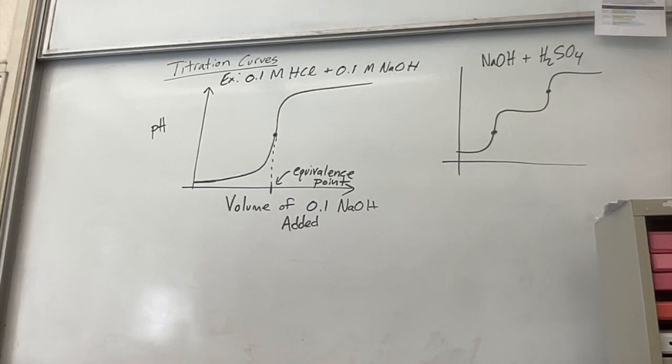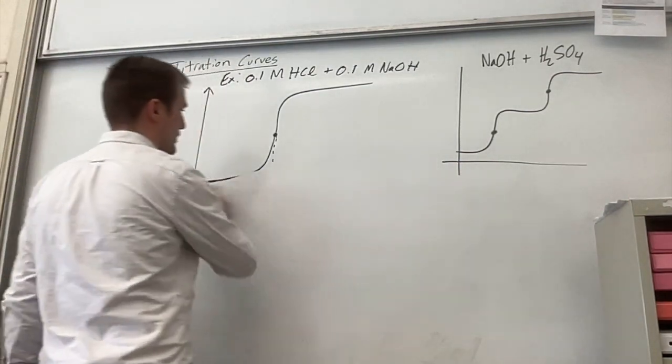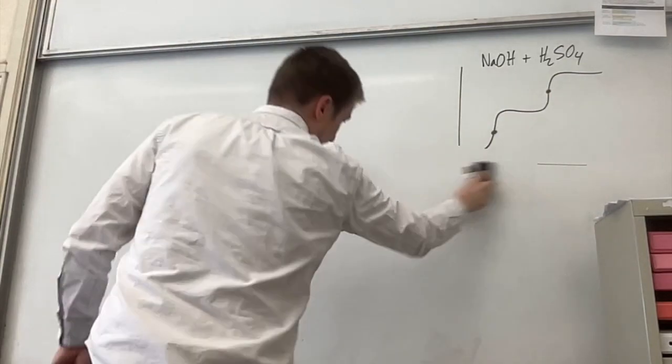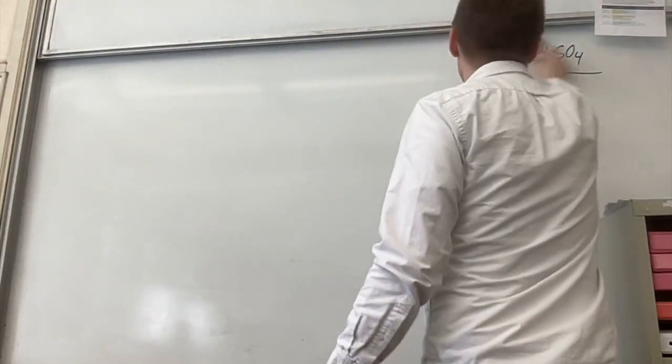Polyprotic acid. I'll just do the Henderson-Hasselbalch real quick. I think that'll be good. Or the HH equation.